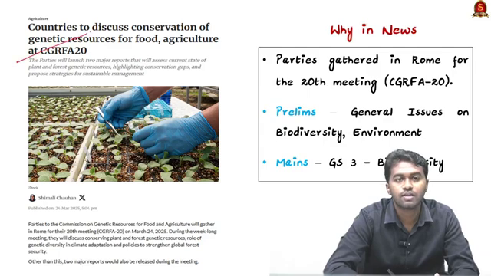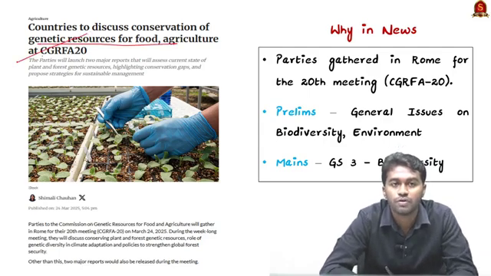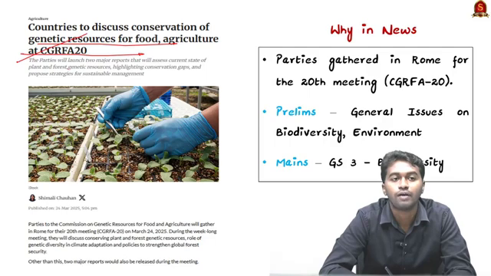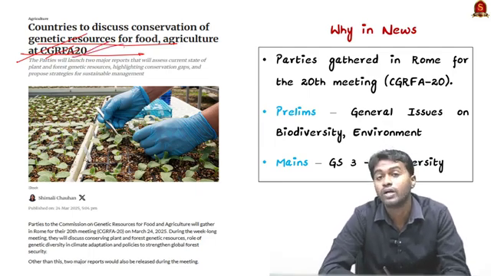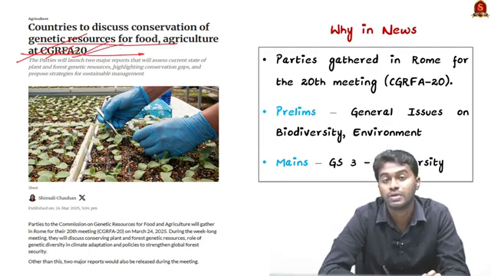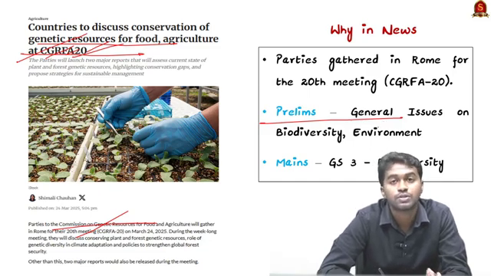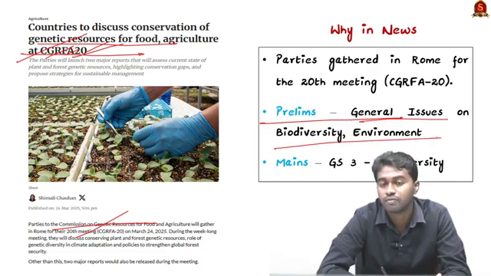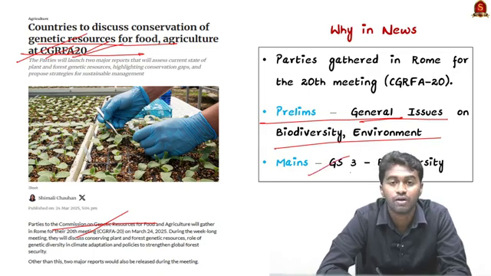Countries to discuss conservation of genetic resources for food and agriculture at CGRFA. What is CGRFA? That is the Commission on Genetic Resources for Food and Agriculture, and the 20th meeting of this commission will be held in Rome, Italy, where the parties are coming together to discuss matters associated with food security as well as climate change. So we know that in prelims, you can expect questions related to this from the topic general issues on biodiversity and the environment, and in mains GS paper 3, you can expect questions from biodiversity and agriculture.